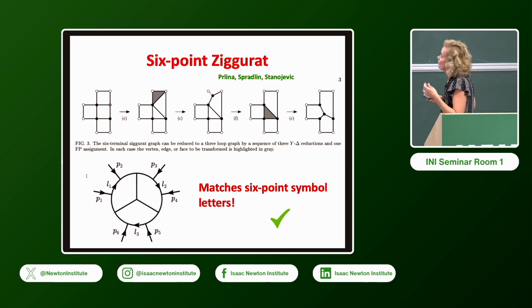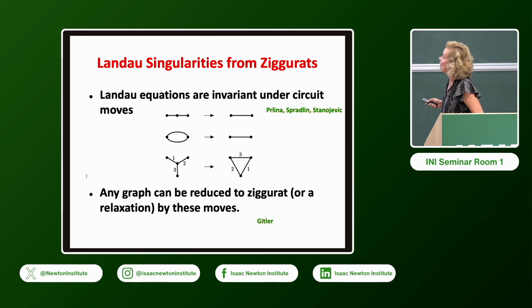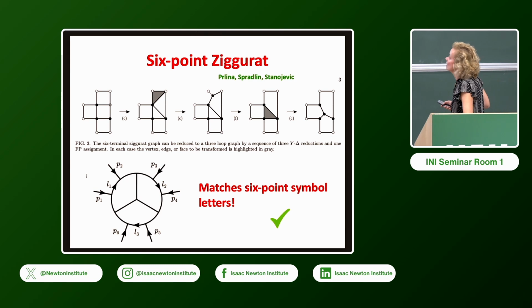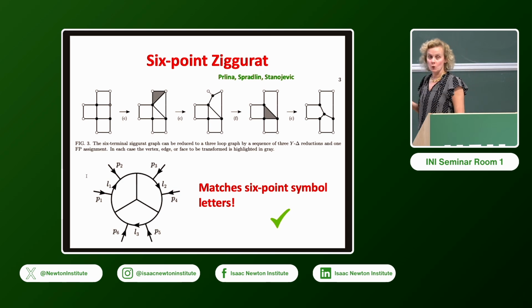So for example, this is a 6-point graph, and then you can do this Y-delta. These are Y-delta moves. Again, I don't want to go into these details, but you can do this, and for 6 points that matches. So you do this move, you only have one graph to compute, you compute the Landau singularities of this, and then that matches the 6-point symbol letters that I showed. Which is pretty cool, because maybe one can go and prove this to all orders.